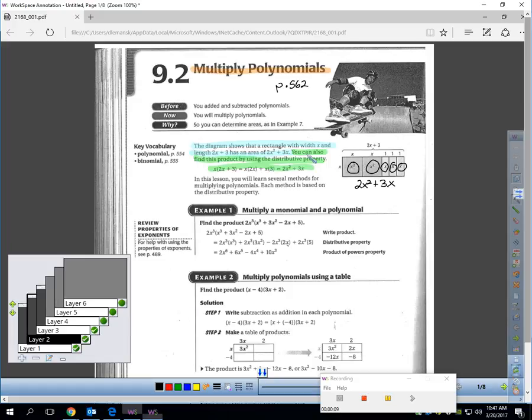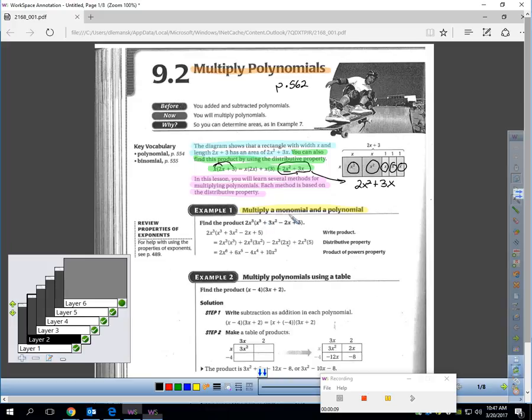So, if we read further, you could also get the answer by just using the distributive property. If we use the distributive property, you will see that x times 2x would give me 2x squared, and x times 3 would give me 3x, and you see I'm getting the same thing. In this lesson, you're going to learn several methods for multiplying polynomials. Each method is based on using the distributive property.